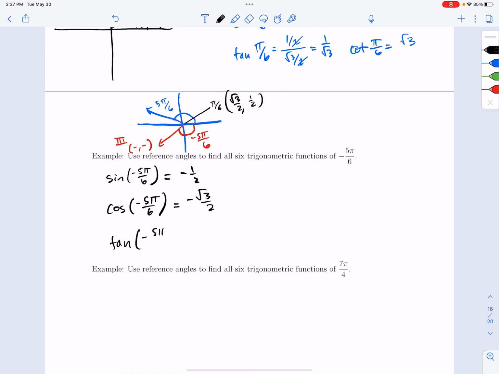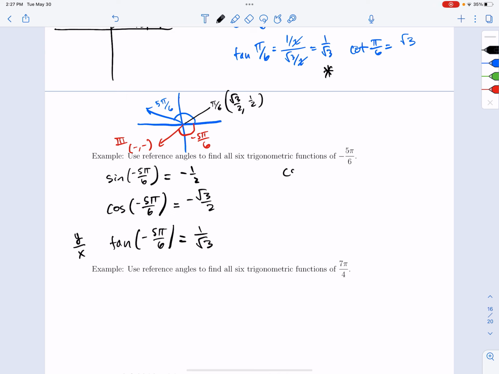Tangent of negative 5 pi over 6. Well, here, remember, tangent is y over x. So in quadrant 3, both of those are negative. So I get a negative divided by a negative. So my value here for tangent of negative 5 pi over 6 is going to be a positive value. And we saw this already up here. It's positive 1 over root 3.